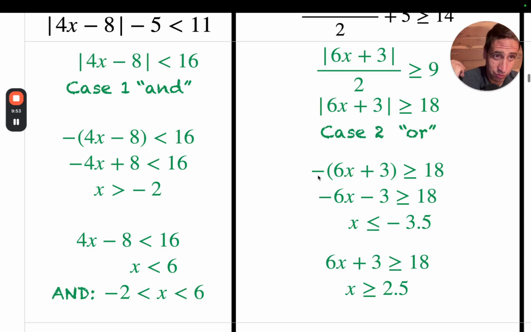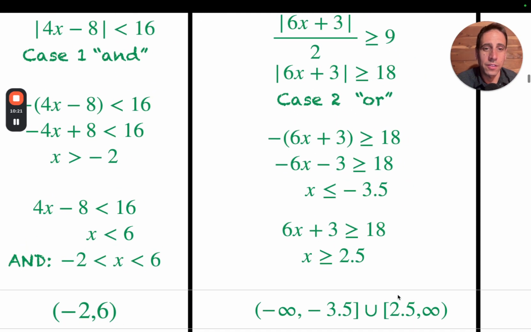So just solving the negative version, you first have to distribute, or I'm choosing to distribute first, and then you get this. Add 3 to both sides, divide both sides by -6, flip the sign, and you get this: x is less than or equal to -3.5. Solving the positive version, subtract 3, divide by 6, and you get x is greater than or equal to 2.5.